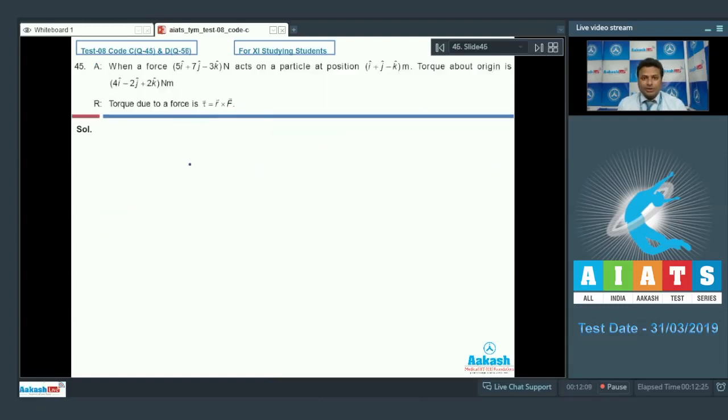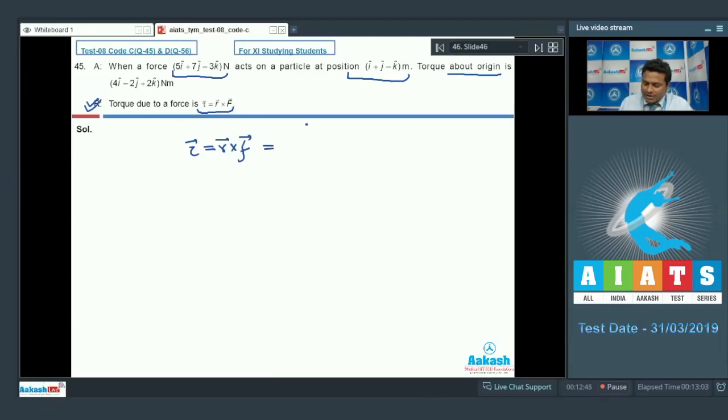So here is question number 45, students. Force 5I cap plus 7J cap minus 3K cap Newton acts on a particle at a position I cap plus J cap minus K cap. Torque about origin is this. This is assertion. And reason, torque due to a force is given by tau equals R cross F. Yes, reason is true. In order to calculate the torque, let us calculate the assertion whether it has been calculated right or wrong. We know tau equals R cross F.